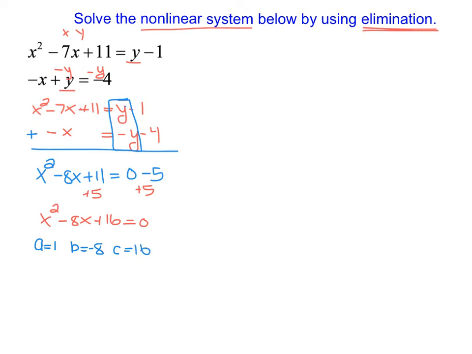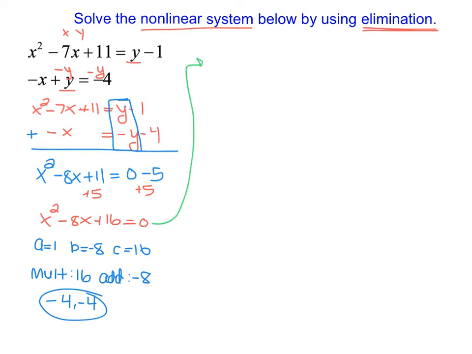Because A equals 1, I can use that quick little shortcut and say, okay, I need two numbers that multiply to 1 times 16, which is 16, and two numbers that add to negative 8, that B value. Two numbers that multiply to 16 but add to negative 8 are negative 4 and negative 4. So I can rewrite this quadratic as x minus 4 times x minus 4 is equal to 0 by using that ABC factoring strategy. And then from here I notice I have the zero product property because I have something times something equals 0. So I set both parts equal to 0.